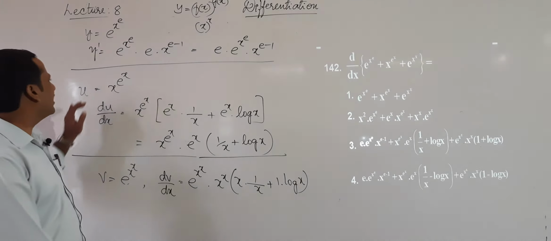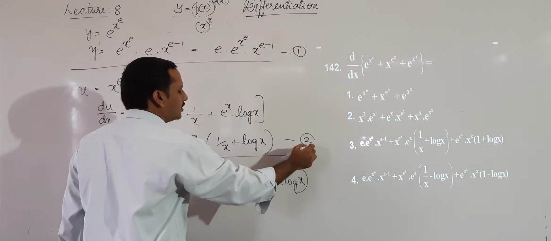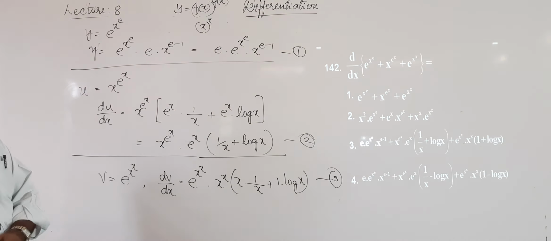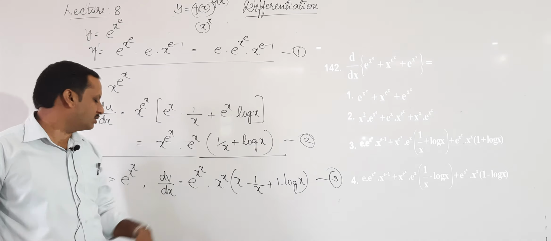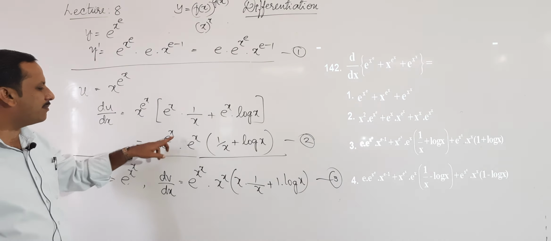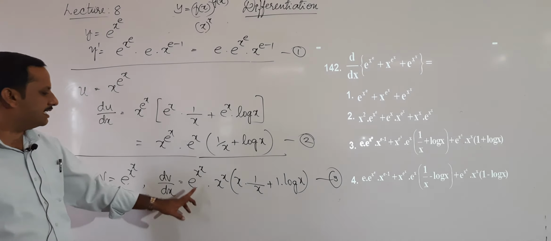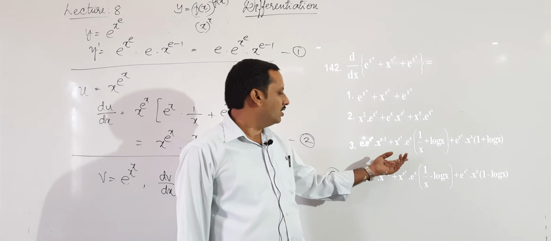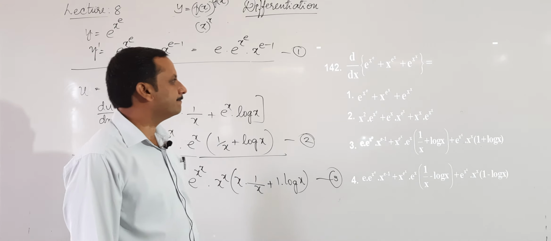Okay. Now, add all three. Call this equation 1, this equation 2 and this equation 3. Add these three, you will get the answer. First term is e into e power x power e into x power e minus 1, plus x power e power x into e power x into 1 by x plus log x, plus e power x power x into x power x into 1 plus log x. Observe, this third option is the correct answer.